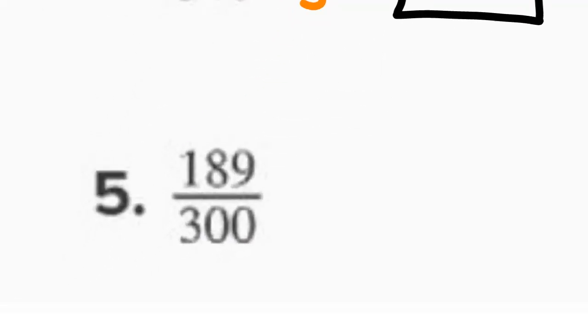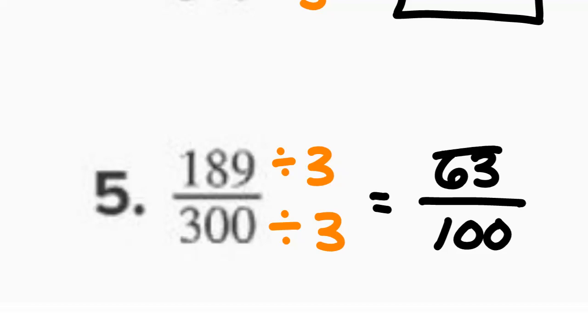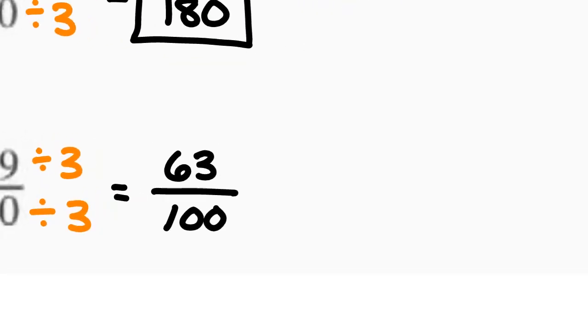Last one on the warm-up, 189 over 300. What goes into both 189 and 300? 3 goes into both. What is 189 divided by 3? 63. And 300 divided by 3? 100. All right, time to see if it is in simplest form.